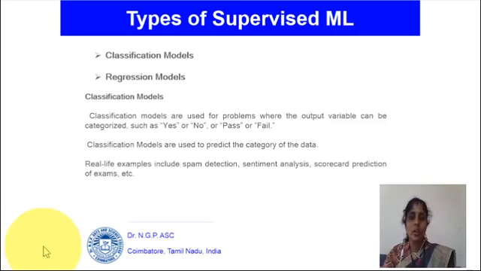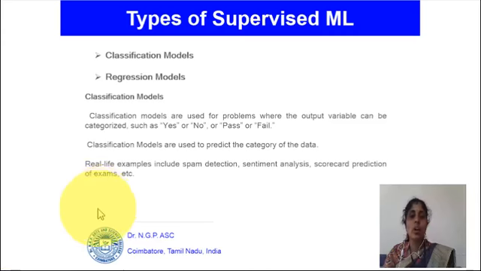So, what are the types of supervised machine learning? Supervised machine learning can be divided into two broad categories: classification methods and regression methods. Classification models are used for problems where the output variable can be categorized, such as yes or no. So broadly we are dividing the classification into two. For example, in your class, how many boy students are there and how many girl students? Say girl students are 20 and boy students are 30. We are just giving a broad division between these two, and that we call classification.